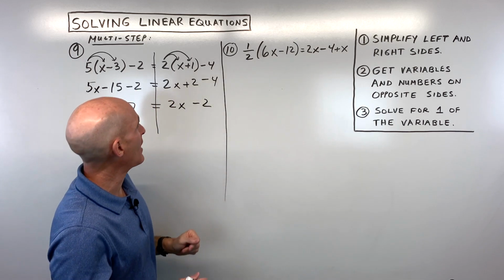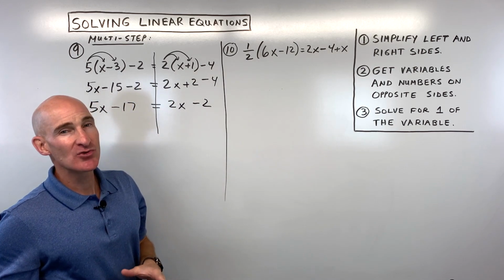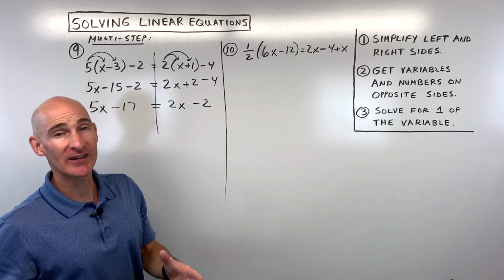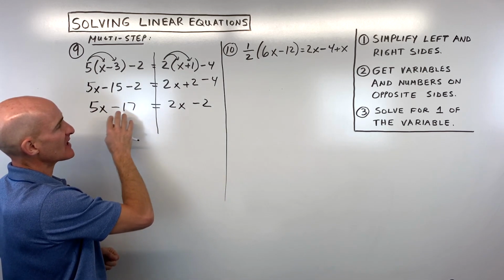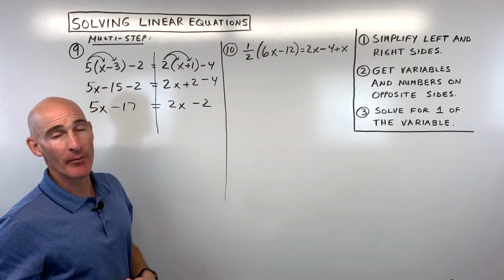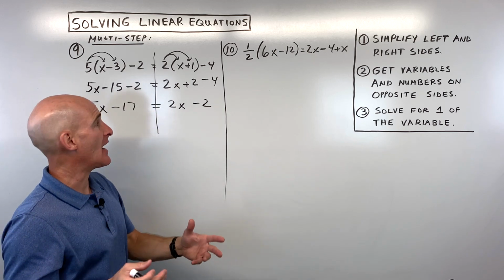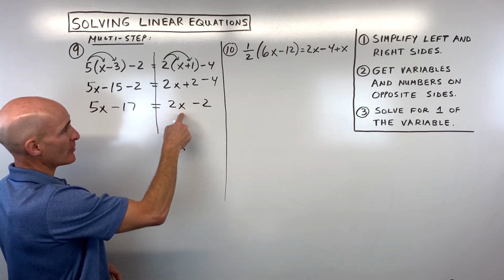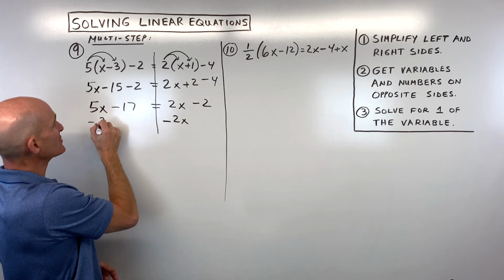So step number 2 now, we want to get the variables and the numbers on opposite sides. Sometimes students like to set it up in such a way that they don't have any negative variables. And so they might say, well, I'm going to try to get the variables here because I can see that's going to work out to a positive number. But it really doesn't matter, as long as you get the numbers on one side, variables on the opposite side. So I'm going to get the variables on the left by getting rid of them on the right. So I'm going to subtract 2x from both sides.